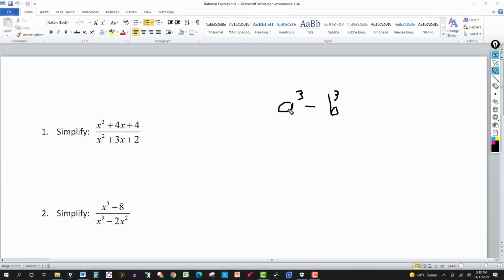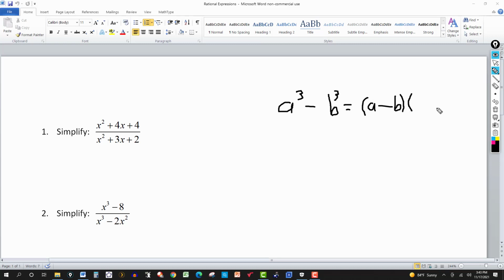If you have the difference of 2 cubes, the first factor will always be the difference of the cube roots. Okay, put this in parentheses. So the cube root of a to the third is a. The cube root of b to the third is b. So there's the first factor. That's your formula.